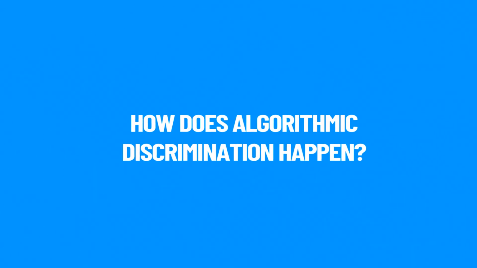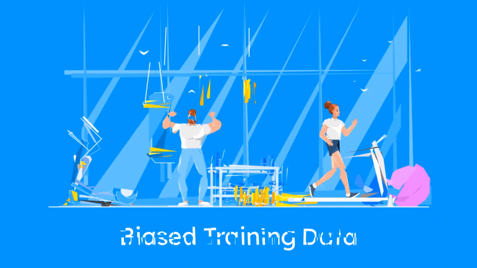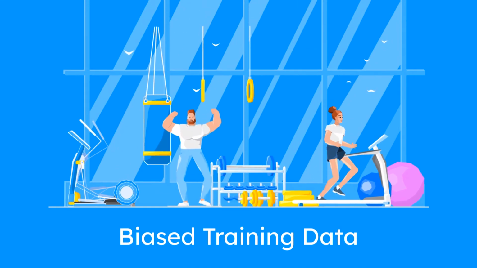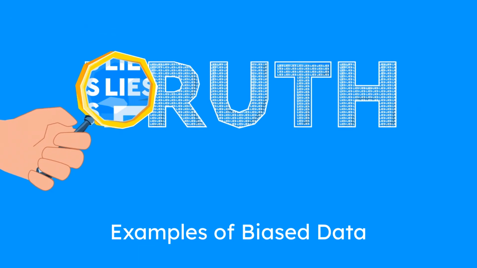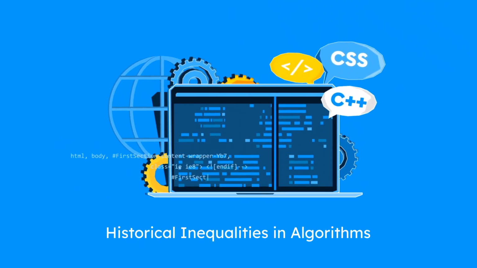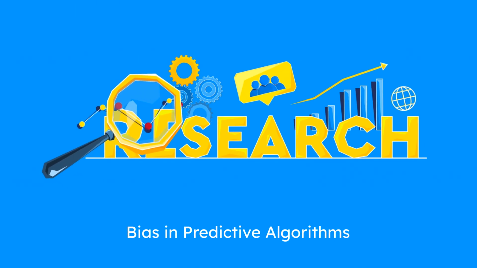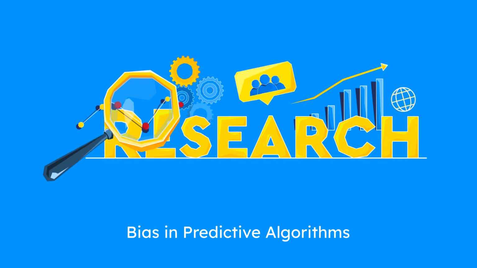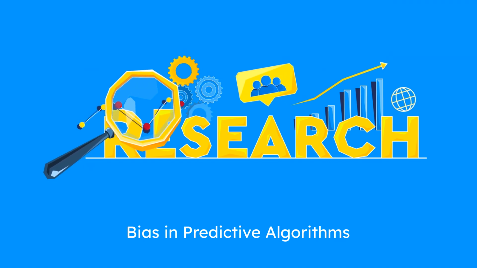How does it happen? Here are some ways algorithms can perpetuate discrimination. Biased training data. If the data used to train an algorithm reflects existing societal biases, the algorithm will learn those biases. For example, if a facial recognition system is trained primarily on images of white faces, it may be less accurate at recognizing faces of people of color. Reflecting historical inequalities, algorithms can inadvertently perpetuate historical inequalities. For instance, an algorithm used to predict criminal recidivism, the likelihood of someone reoffending, might rely on data that reflects past discriminatory policing practices, leading to biased predictions against certain racial groups.